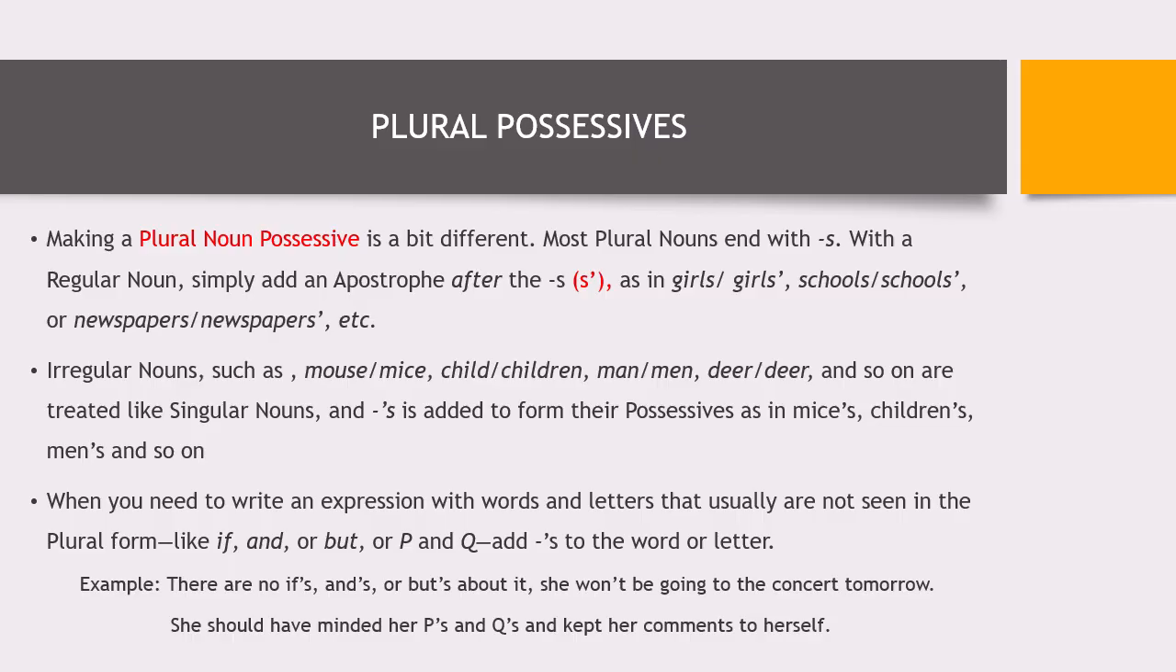Irregular nouns, such as mouse, mice, child, children, man, men, deer, deer, and so on, are treated like singular nouns, and apostrophe s is added to form their possessives, as in mice's, children's, men's, and so on. When you need to write an expression with words and letters that usually are not seen in the plural form, like if, and, or but, or p and q, add apostrophe s to the word or letter.